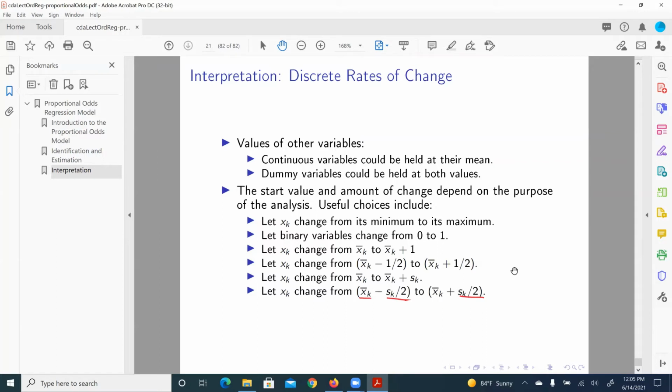Okay, and this concludes my discussion about how to provide interpretation results from ordered regression models, specifically the proportional odds model.